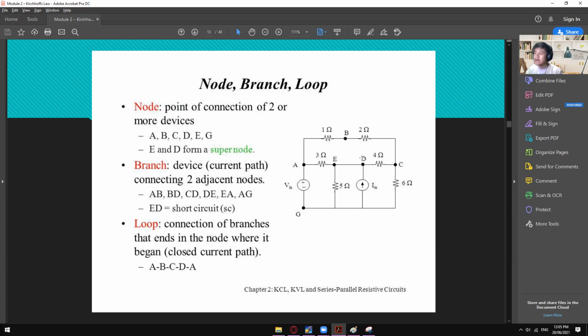So question: how many loops can we form in this given circuit? Is it three? Is it four? Is it five? Is it six? How many loops? Six, sir. Six. Who says six? How about five? How about four? Four, sir. What about the others? So six, four. Finally, the correct answer is five.